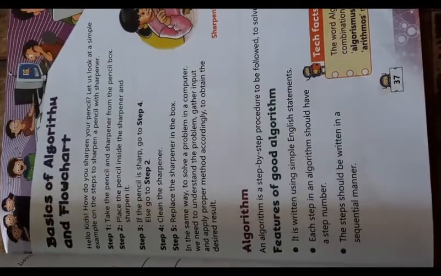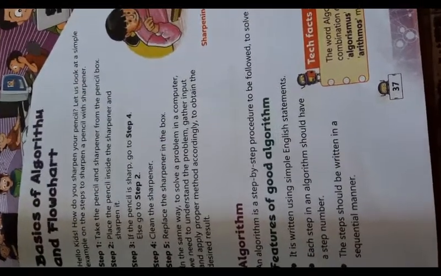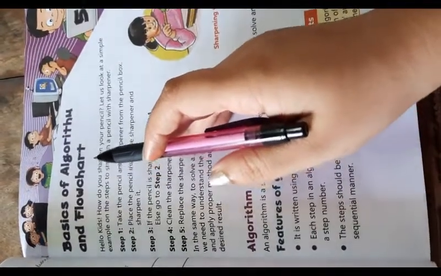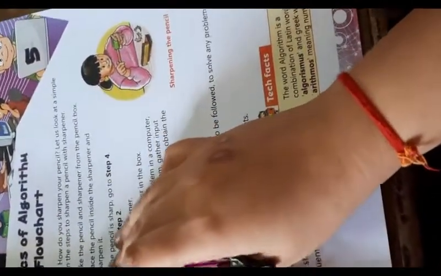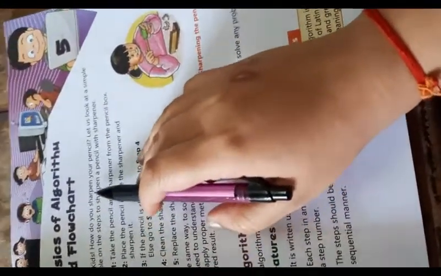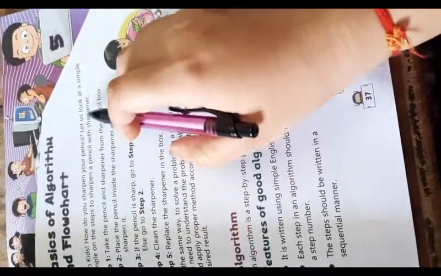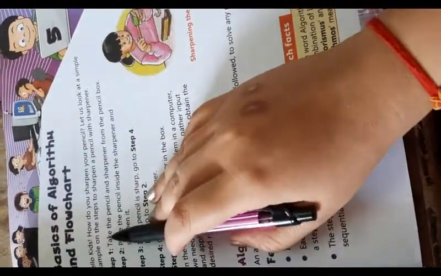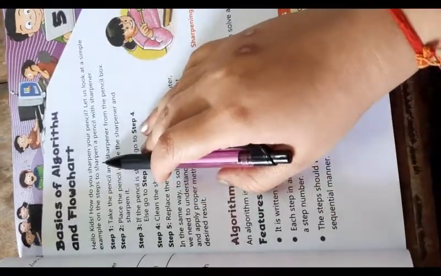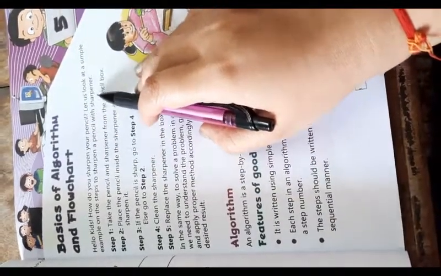Hello students, today we are going to start class 5th chapter number 5, basics of algorithm and flowchart. Hello kids, how do you sharpen your pencil? Let us look at the simple example on the steps to sharpen a pencil with a sharpener.